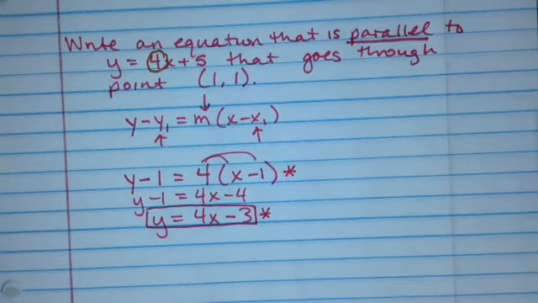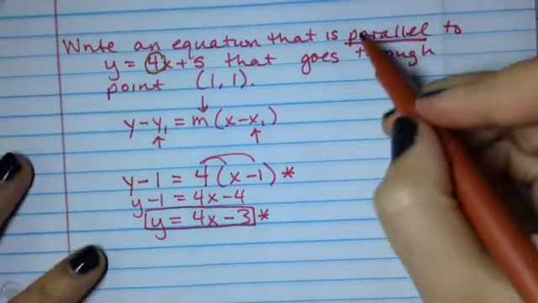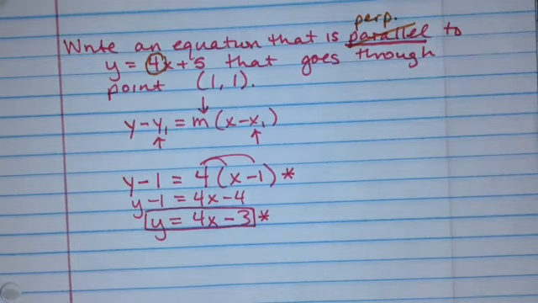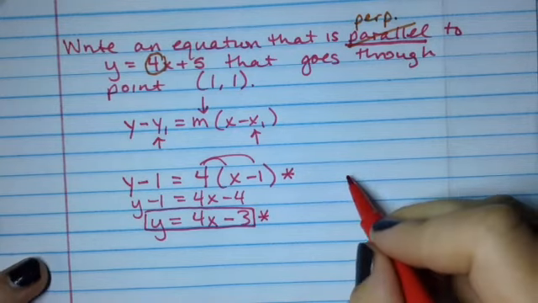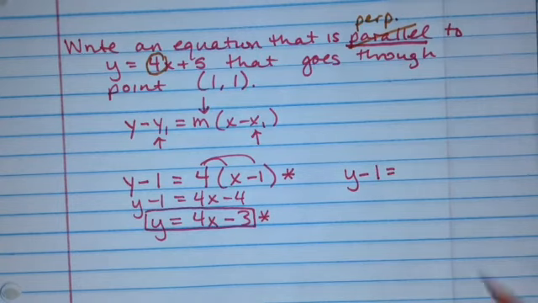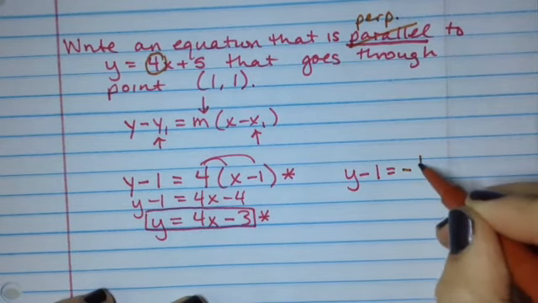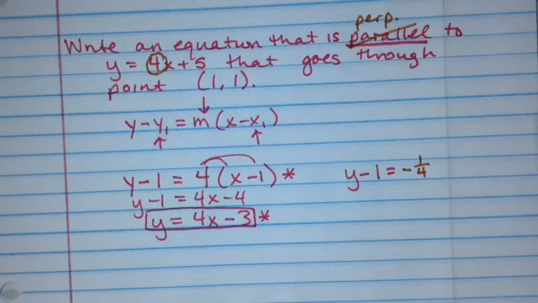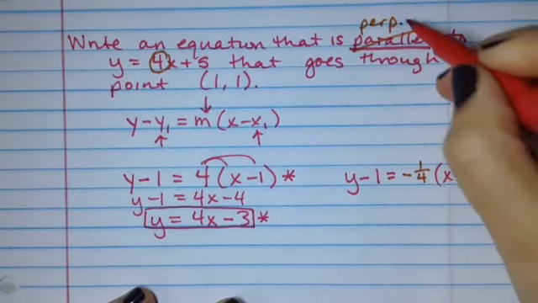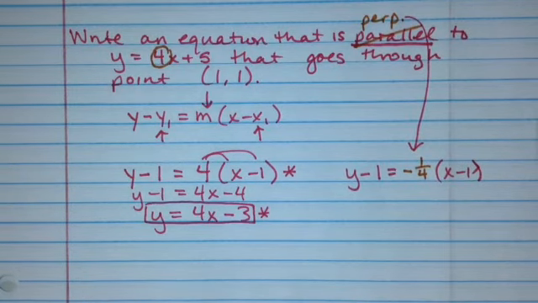If it said the same question, but instead of parallel, we said perpendicular, the only thing that we would change about what we did here is that instead of filling in 4 for my slope, I would fill in the opposite reciprocal. So y minus 1 equal to no longer 4, but the opposite reciprocal slope times x minus 1. Okay, so this is for perpendicular. We have to remember that that means that they are opposite reciprocal slopes.